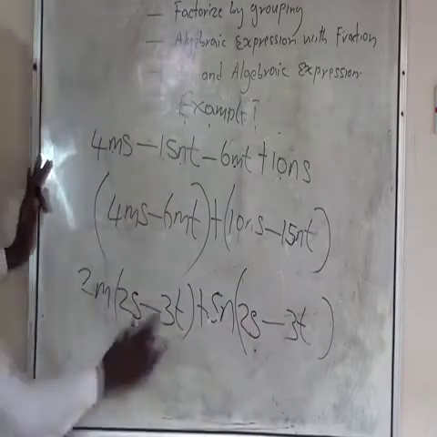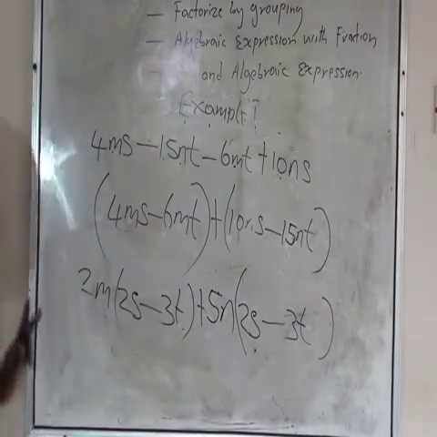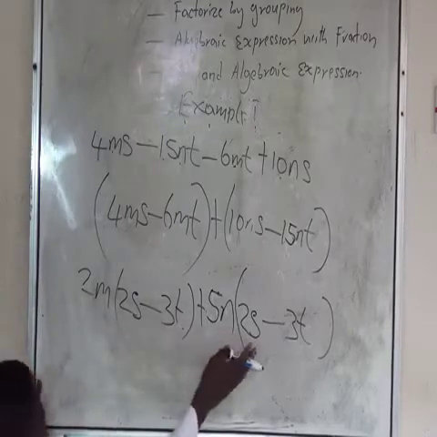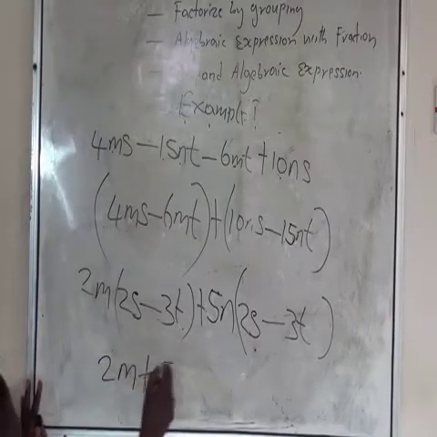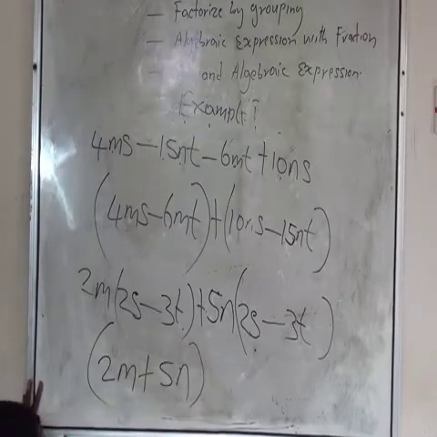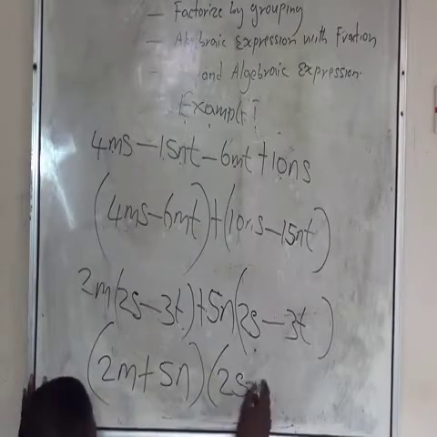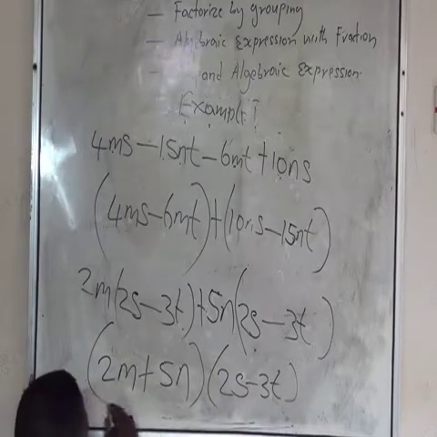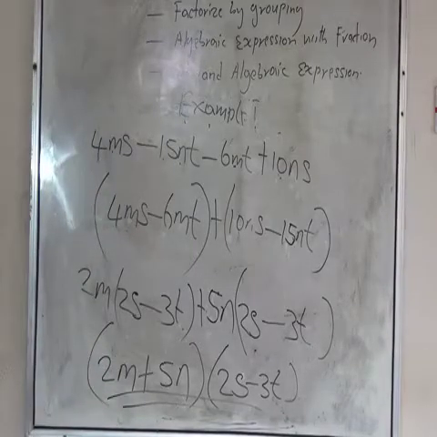So, let's go. We see this bracket and this bracket is the same. Next thing to do is to put it in a bracket. 2m plus 5n, bracket open 2x minus 3t. That's the final answer. Let's go to the next topic.